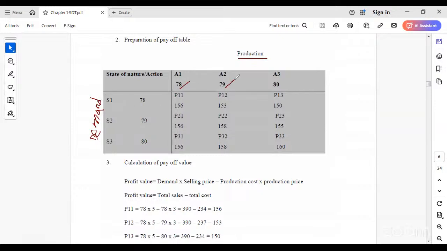78, 79, 80. P first row first column, P first row second column, P first row third column. P second row first column, P second row second column, P second row third column. P third row first column, P third row second column, P third row third column. So here you observe carefully, my dear students.